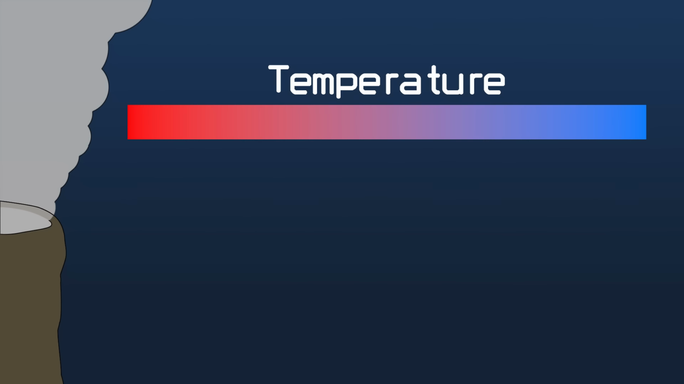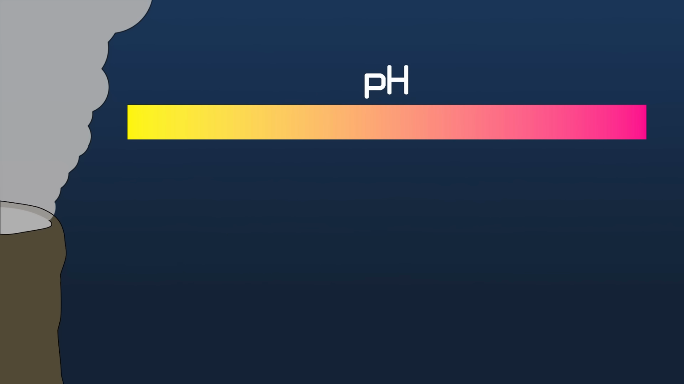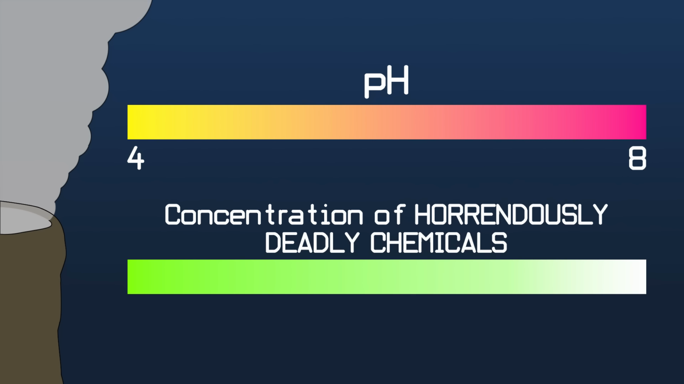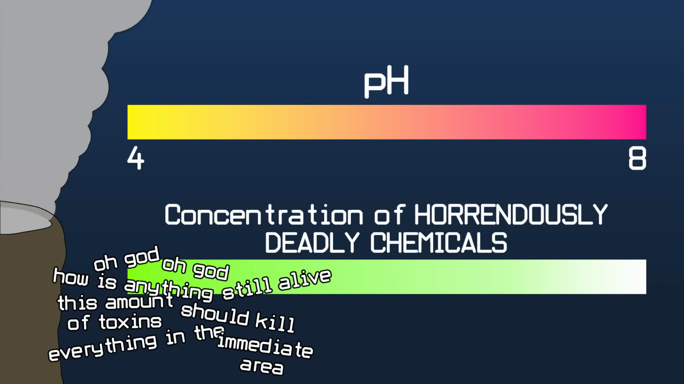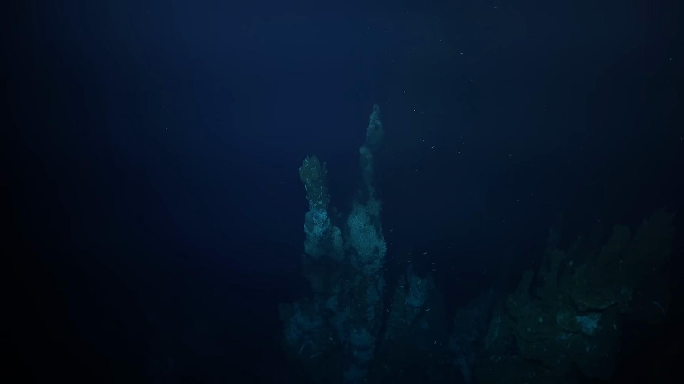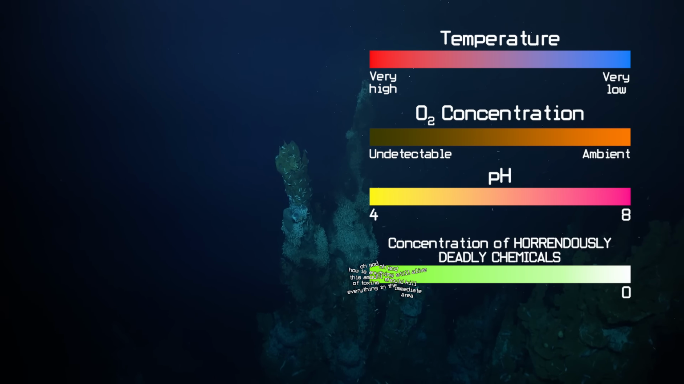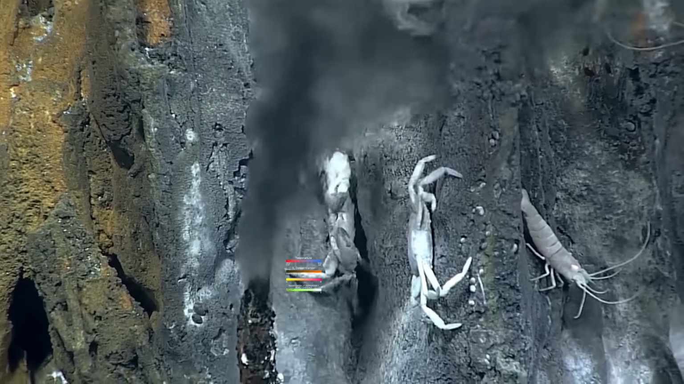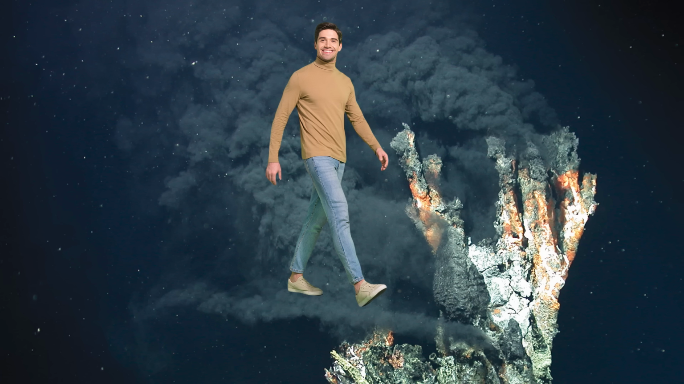Temperature, unsurprisingly, can be very high when you're near the vent and very low when you're far. Oxygen concentrations can go from undetectable to ambient. pH 4 to 8. And the concentration of horrendously deadly chemicals can go from, oh god, how is anything still alive? This amount of toxins should kill everything in the immediate area, to 0. And these gradients, sometimes they extend for tens of meters across a vent field, but other times they're only a centimeter or even a few millimeters wide, particularly when you're really close to the vents. So one wrong step and you could be dead.